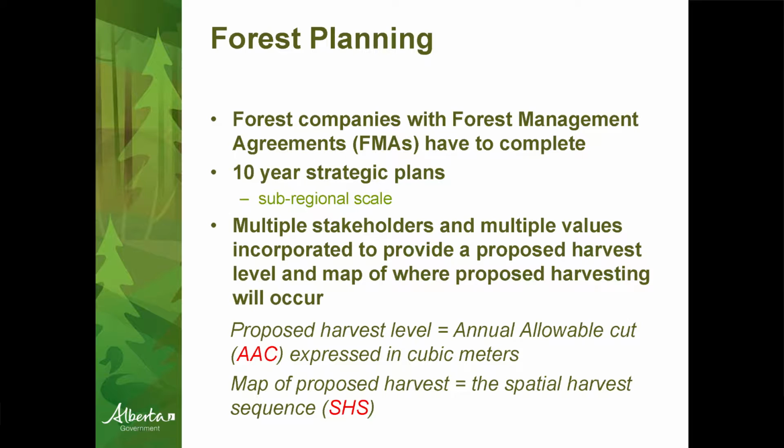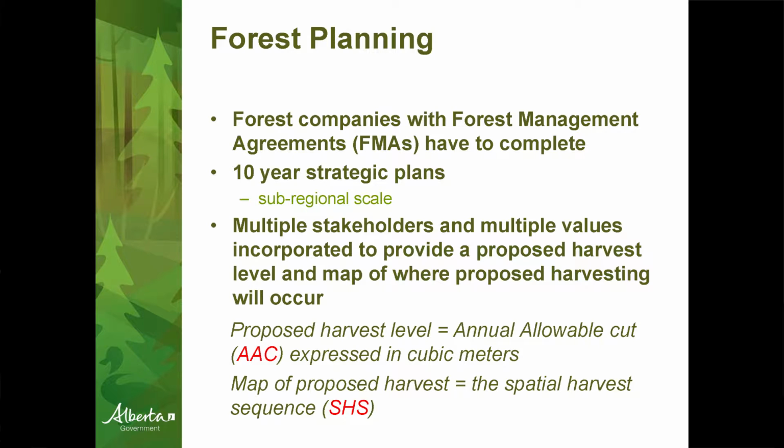So forest companies have forest management agreement areas, and inside that forest management agreement, it says you have to do a forest management plan, which is a 10-year strategic plan. It takes multiple values across the landscape, and you incorporate them into a map. One of the outcomes of this plan is a map that shows a spatial harvest sequence, which shows you where you go, and an allowable cut. Allowable cut is expressed in cubic meters per hectare. And then you have your proposed harvest sequence, which is your spatial harvest sequence.